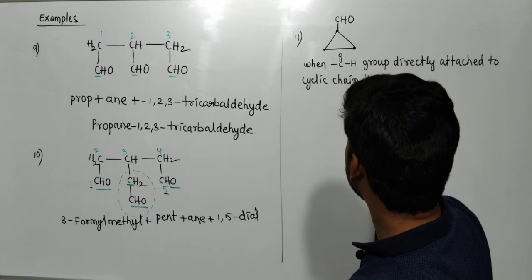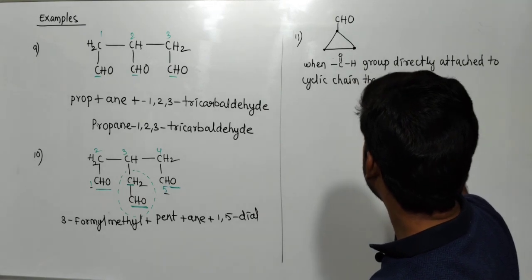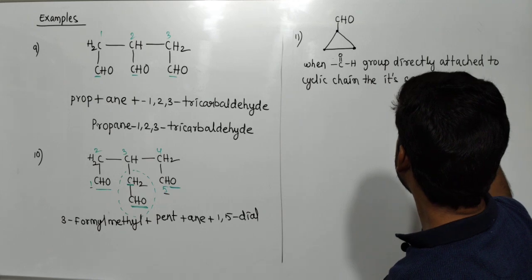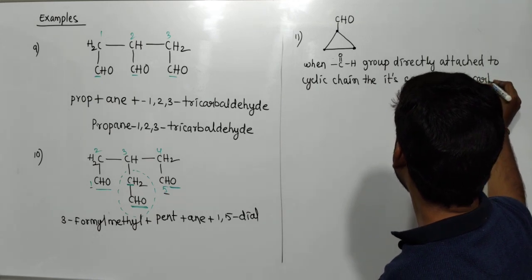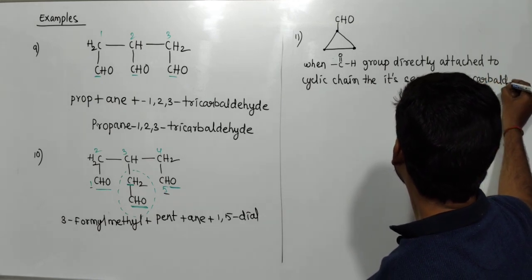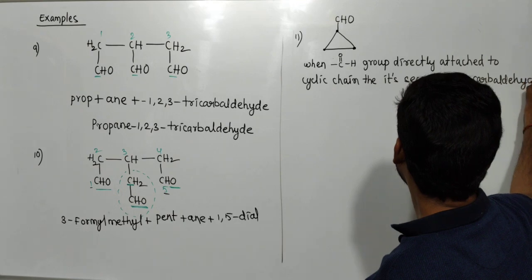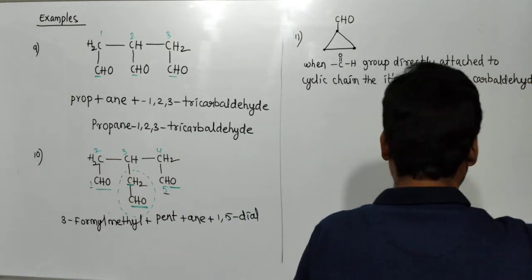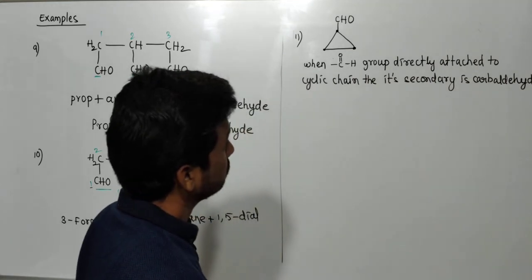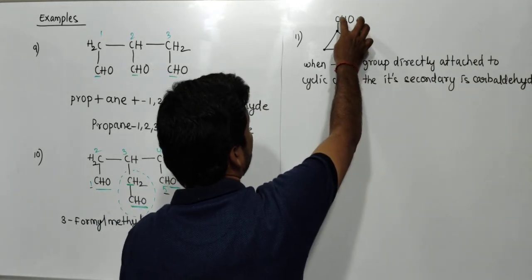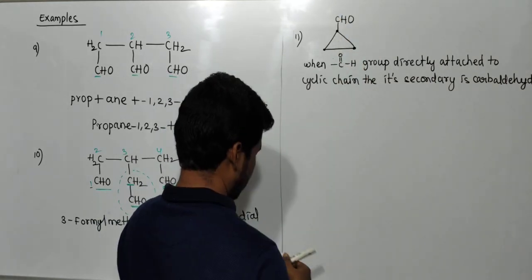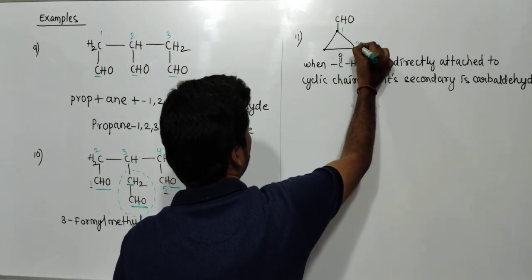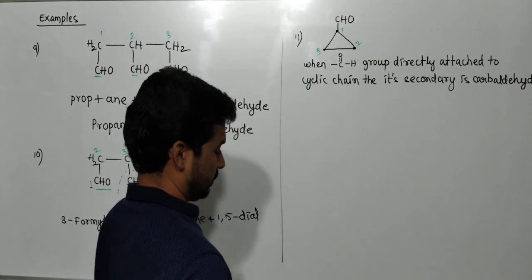then its secondary suffix, CHO secondary suffix is carbaldehyde. Then what will be the secondary suffix? Carbaldehyde is the secondary suffix for that. So this is carbaldehyde, that means no need to take it into the parent chain. Then give numbers, 1, 2, 3, this is the parent chain.